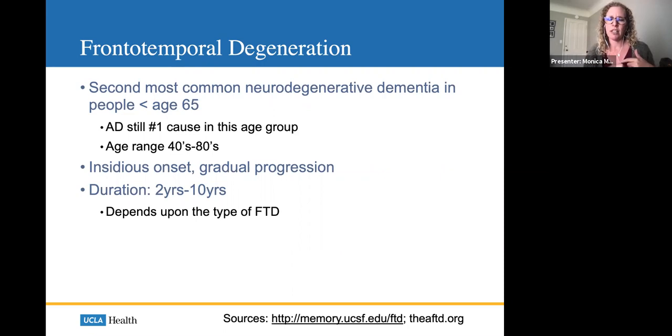The other website that's sourced on this page is theaftd.org. That stands for the Association for Frontotemporal Degeneration. So like there's the Alzheimer's Association, this is an FTD specific organization that helps with education and information about this type of dementia.